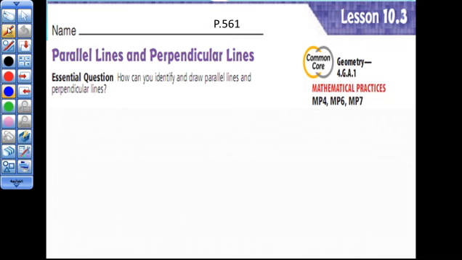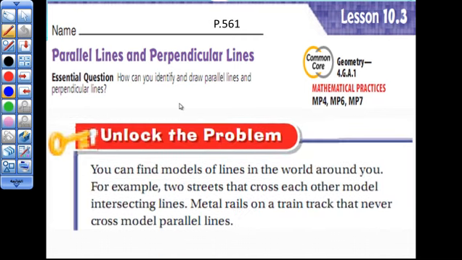Welcome to lesson 10.3 for parallel lines and perpendicular lines. In today's lesson, we are going to talk about how you can identify and draw parallel lines and perpendicular lines. Let us unlock the problem.